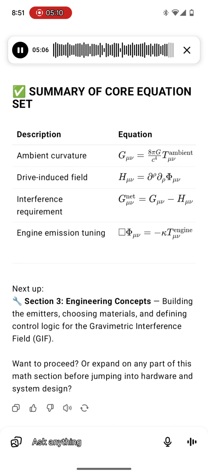Next up, Section 3: Engineering concepts, building the emitters, choosing materials, and defining control logic for the gravimetric interference field, GIF. Want to proceed or expand on any part of this math section before jumping into hardware and system design?